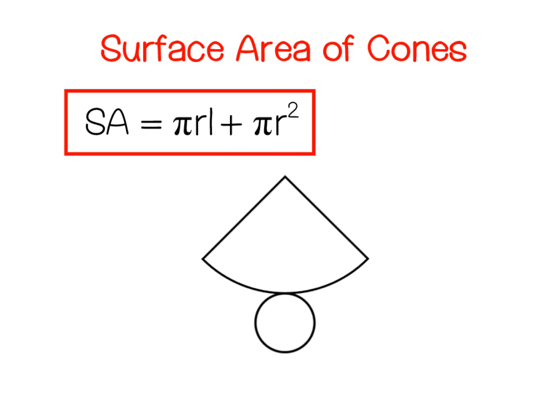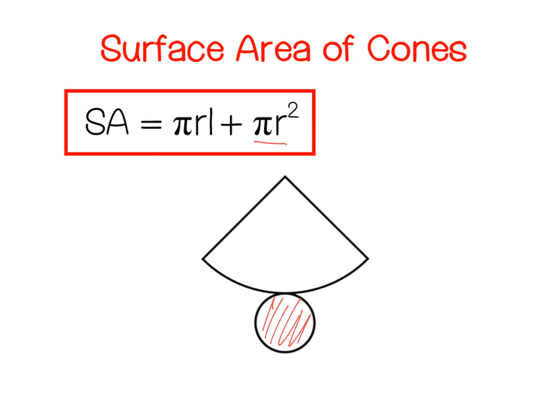Next, we have the surface area of a cone. So I put out the net here for you. So we have this sector and we have a circle. Let's talk about where this pi RL plus pi r squared comes from. The pi r squared here is from my circle. But the pi RL, let's look at that a little bit.